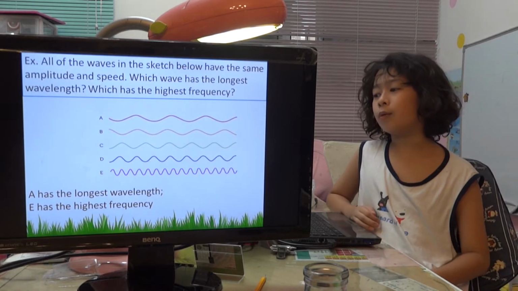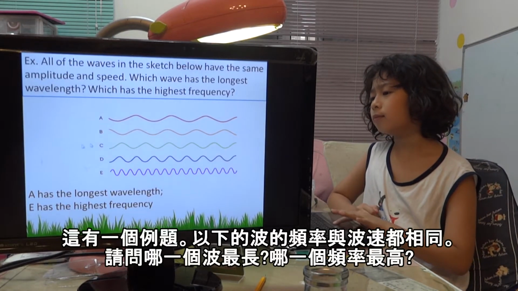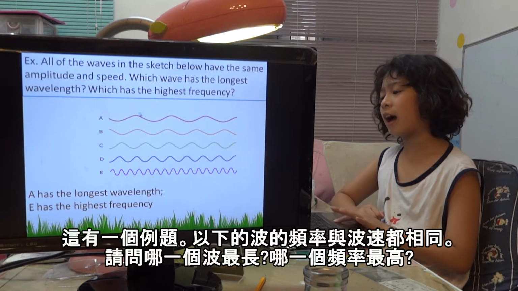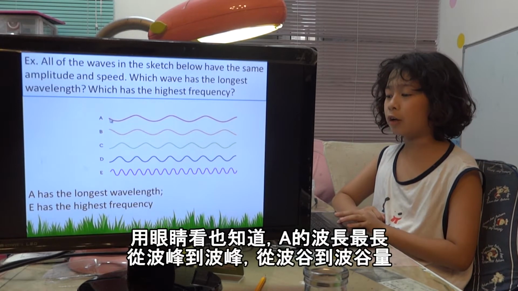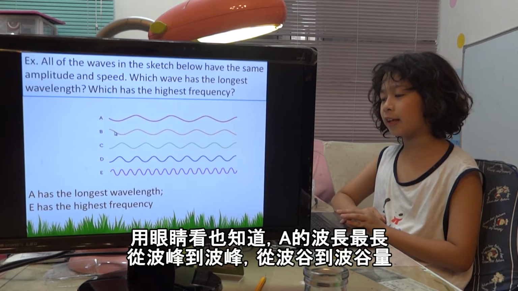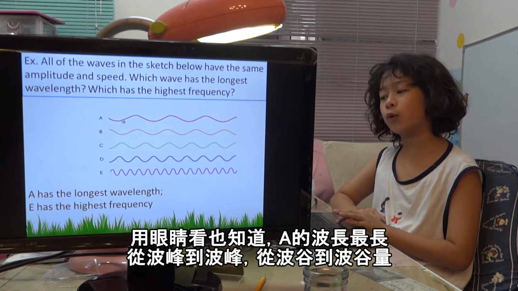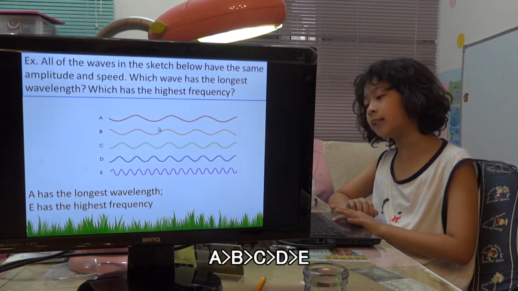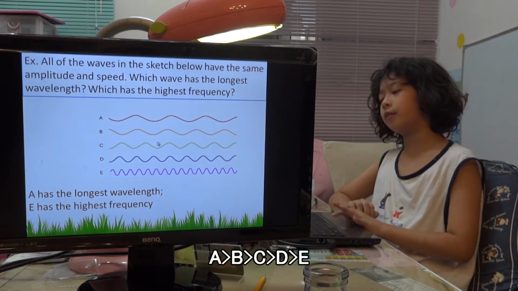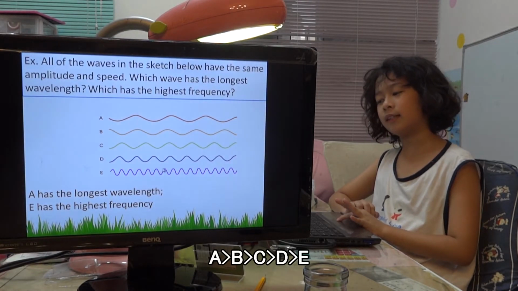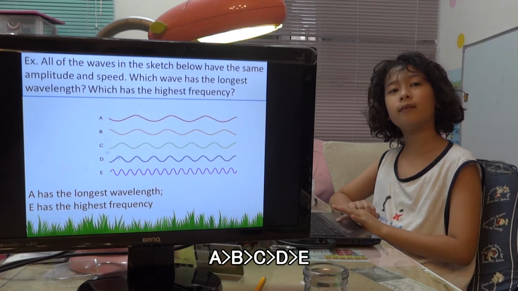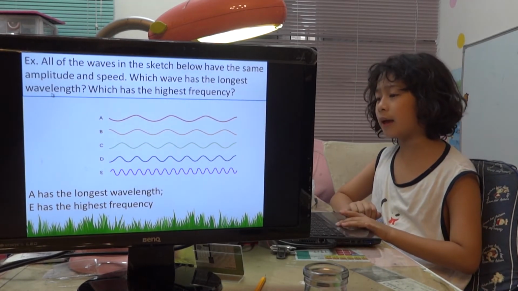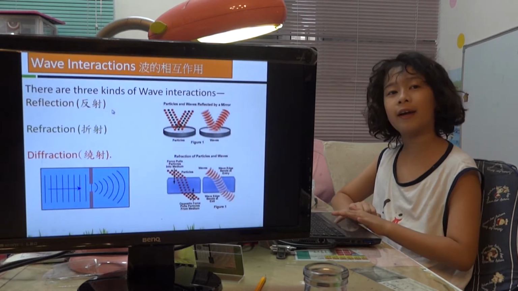Okay, all the waves in the sketch below have the same amplitude and speed. Which has the longest wavelength, and which has the highest frequency? Well, A has the longest wavelength, we can just see it with our naked eyes, right? It's measured from crest to crest, or trough to trough. You'll see this distance is greater than this distance, and greater than this distance. So there's the trough to trough, okay? It's the same rope, okay?